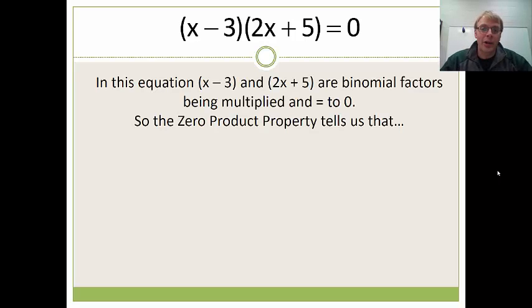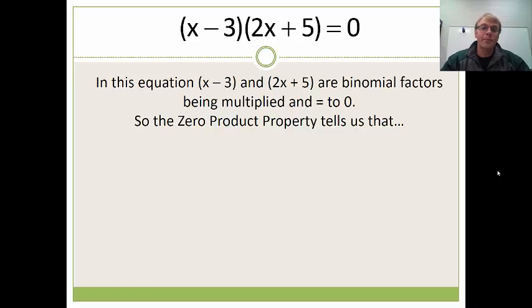So let's take a look at that equation there. What we've got is an expression with two binomial factors, x minus 3 times 2x plus 5. So what does the zero product property tell us? Well, it says that one of those factors has to be 0. The question is, which one is 0? Well, we don't know. It could be x minus 3, it could be 2x plus 5.